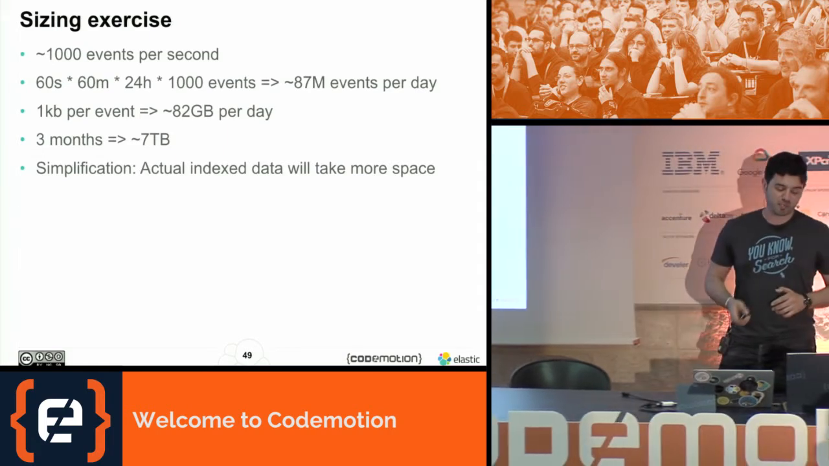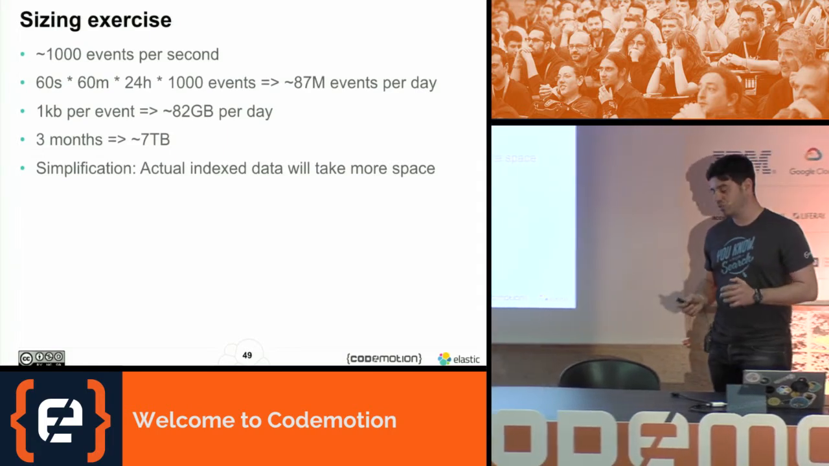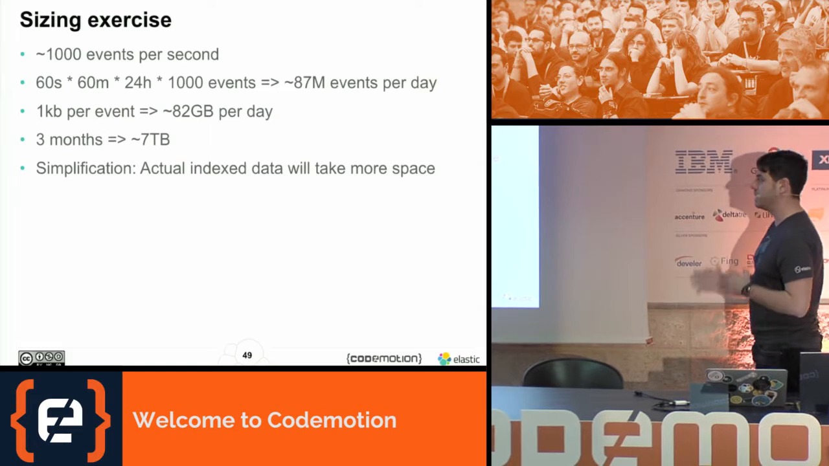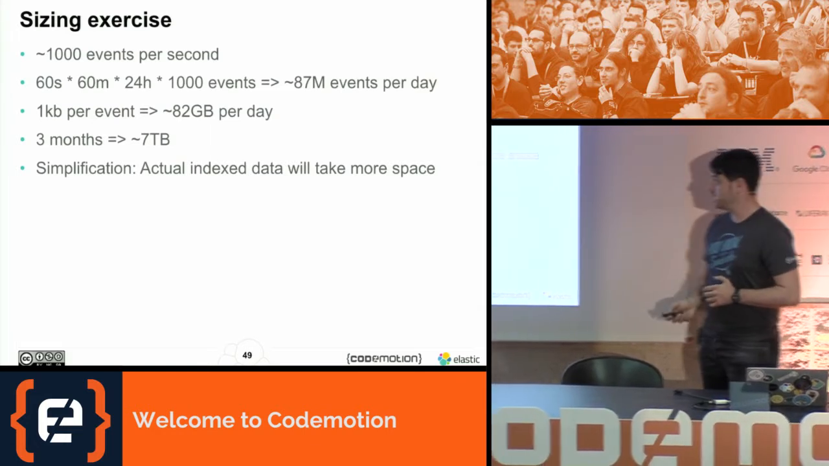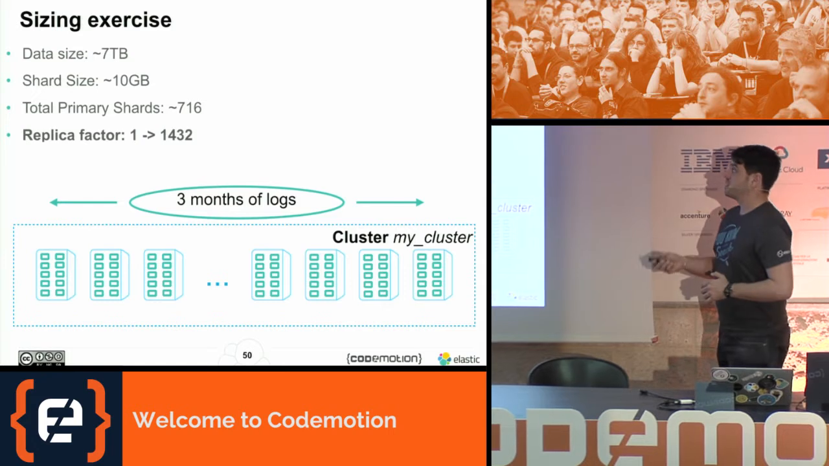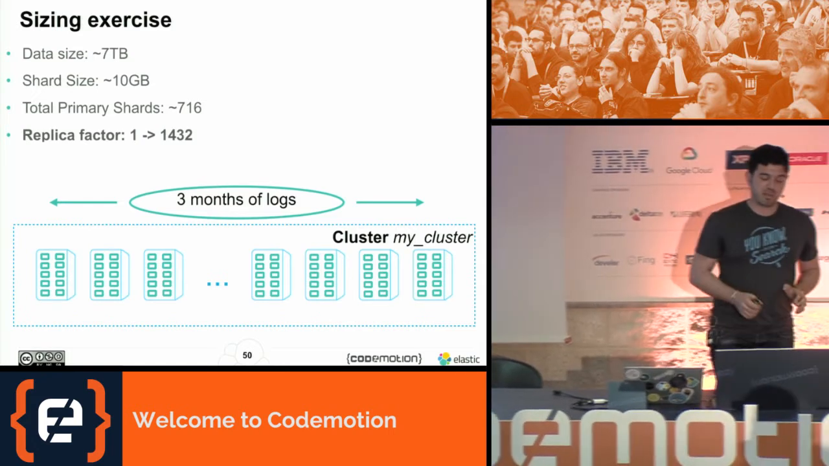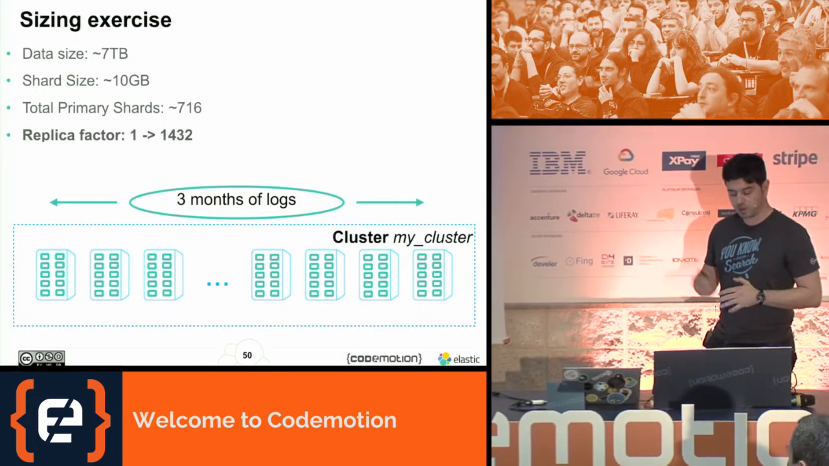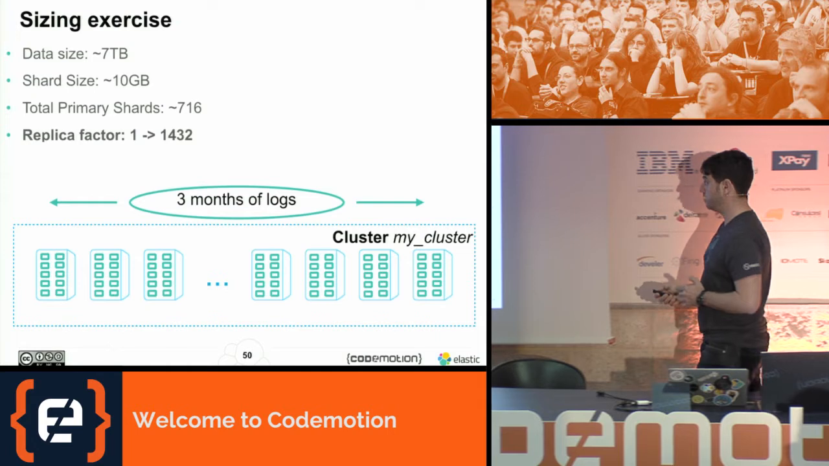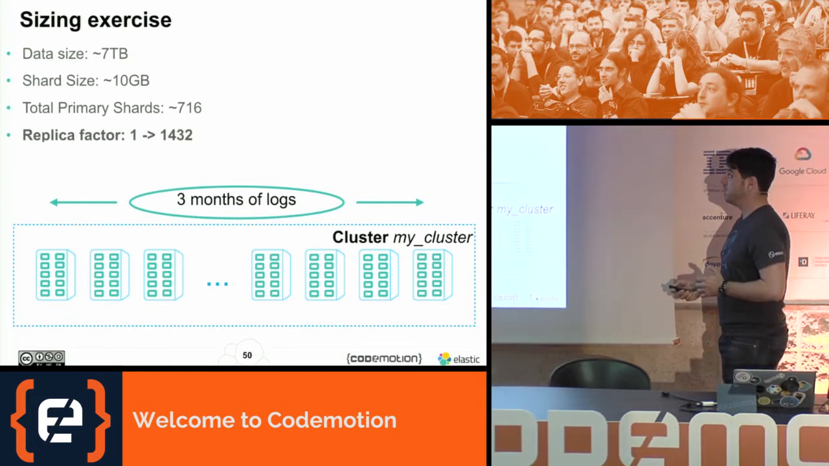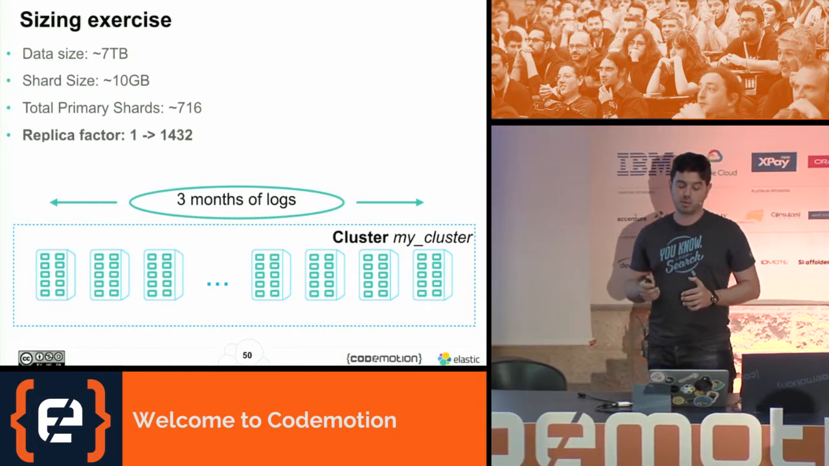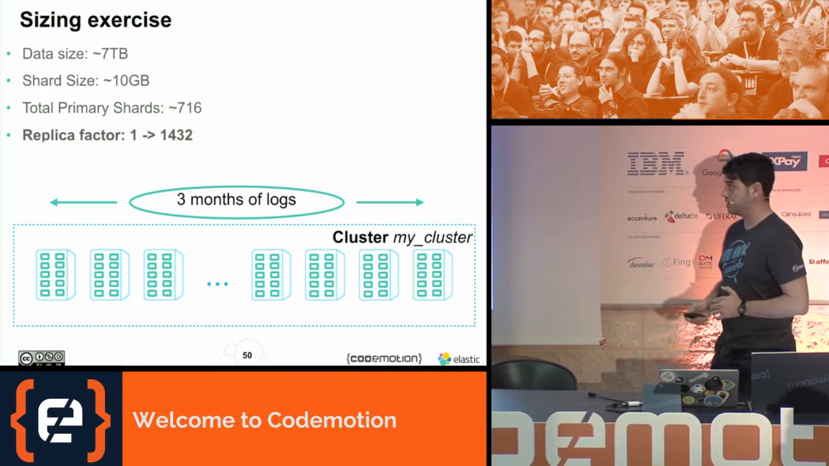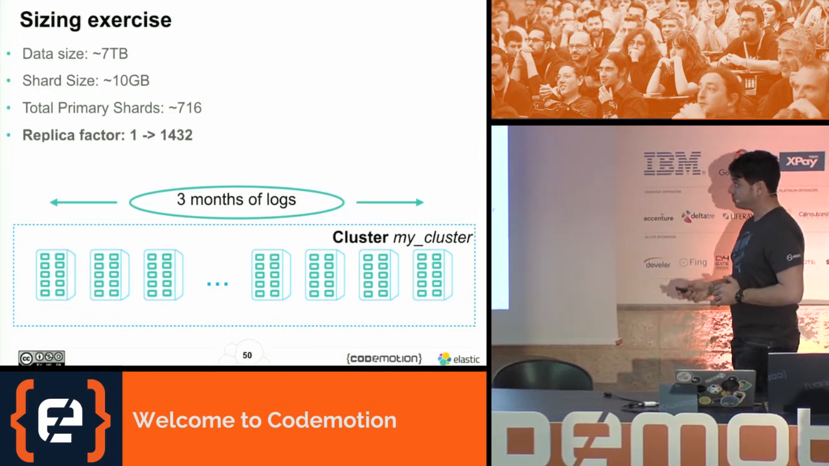The actual size of the index data will end up being bigger than the raw data. There's some metadata added during the indexing. So we have 7 terabytes of data, but that's just the primaries. So with the replication factor taken into account, that doubles up effectively. And also we aim here to have 10 gigabytes as the average shard size in the cluster.